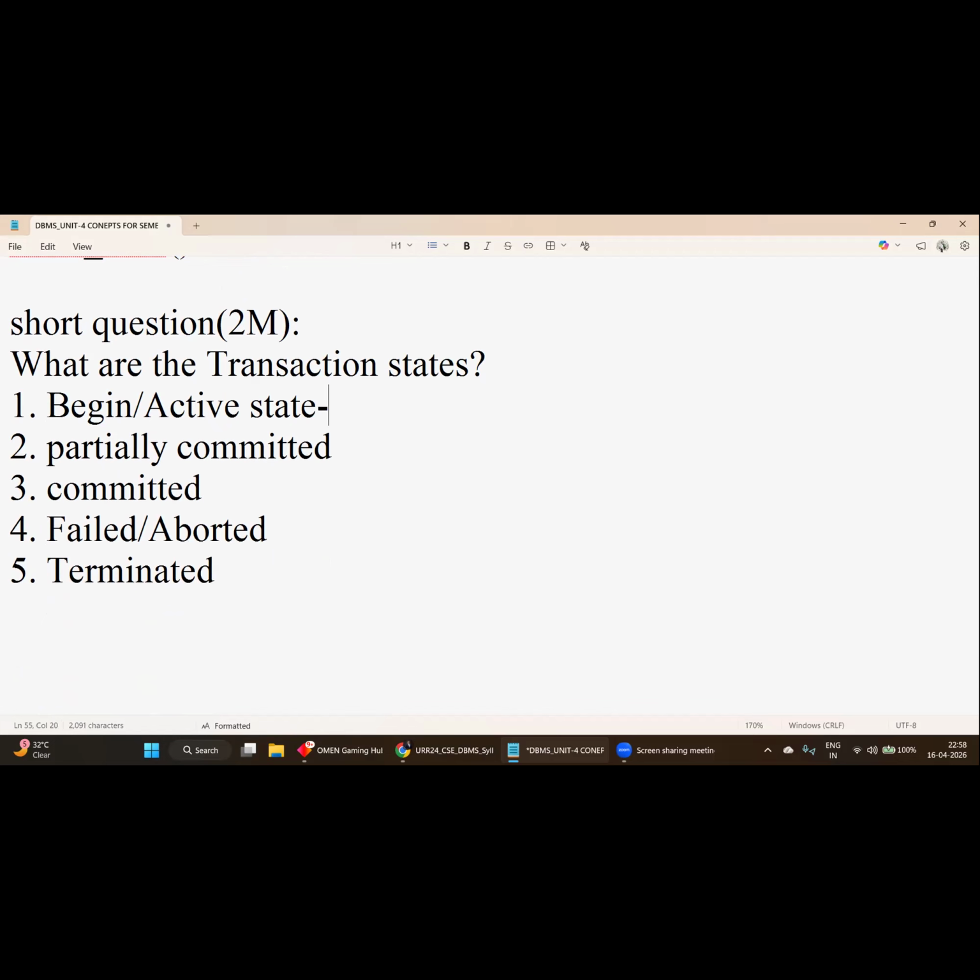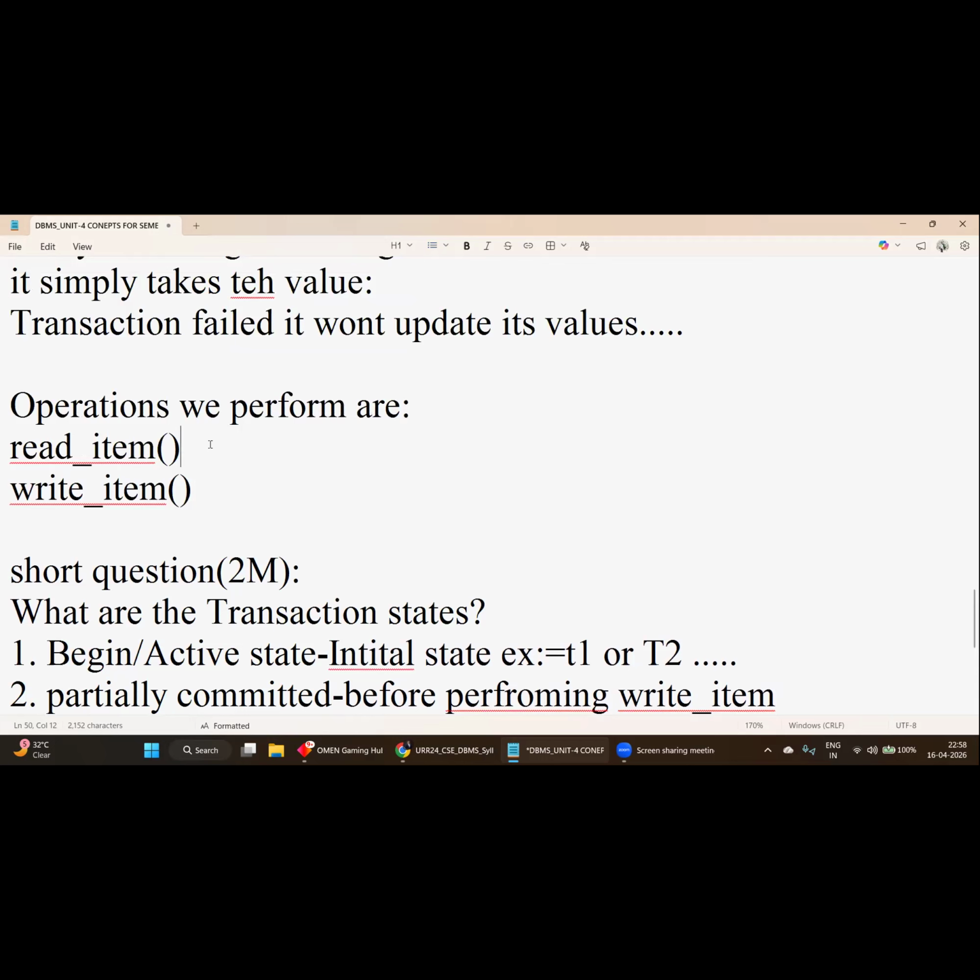Begin state means the initial state, whatever the transaction is, T1 or T2, etc., will be generated. Partially committed means before performing the write item. Read item means it will just read the value of that particular variable.